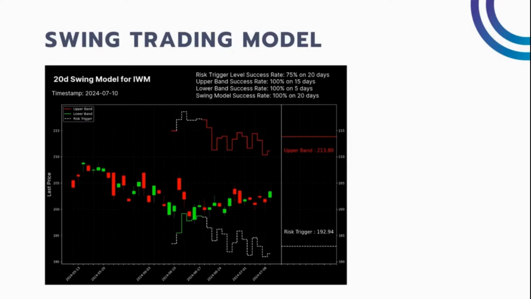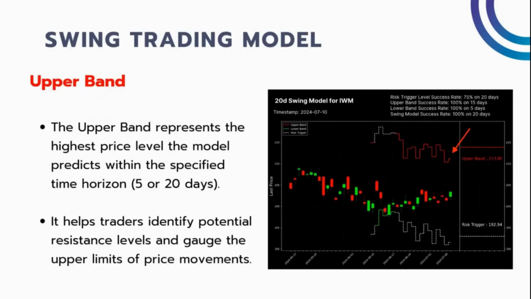So for those who are longer term investors or longer term traders, swing traders, we also have a 20 days swing model as well. The model has 3 types of level that we provide. The first one, if we have a bearish bias, like in this case, you see there is a red line and red levels on the right, we provide an upper band. So the upper band represents the highest price level that the model predicts for the asset within the specified period, which could be 5 days or 20 days.